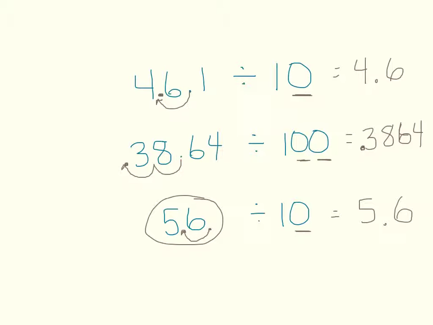5.6. Now I want you to try some problems. 63 and 9/10 multiplied by 10. Yes, remember we have 1 zero, and because we're multiplying, we're moving to the right.